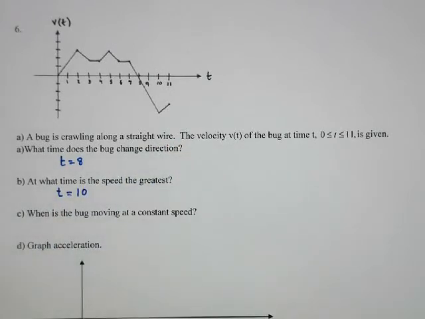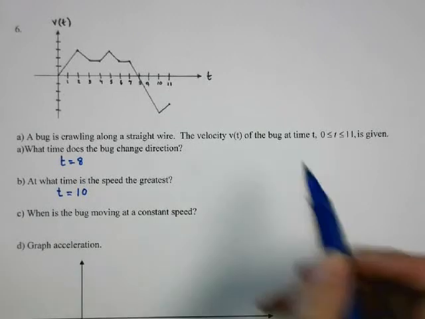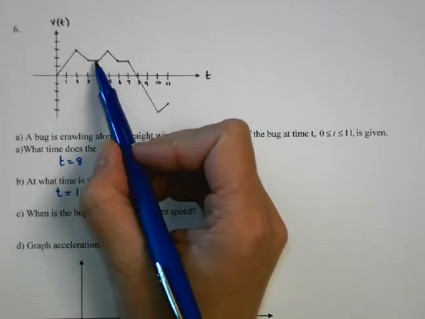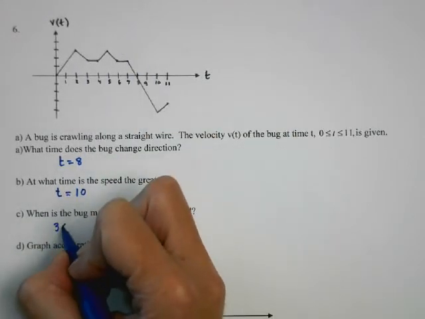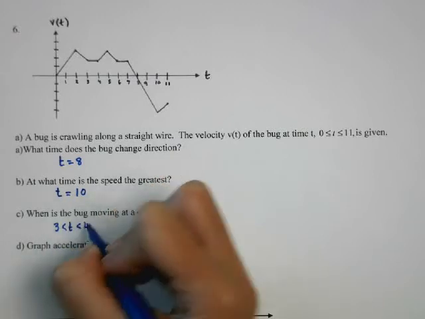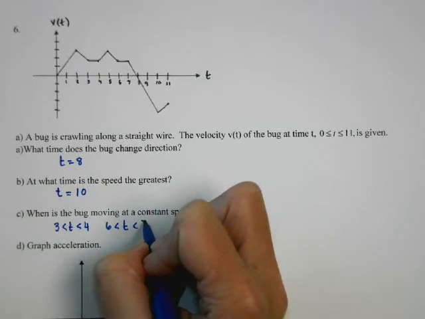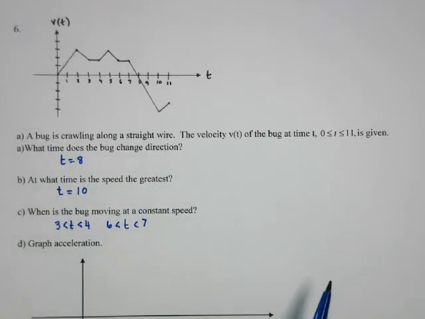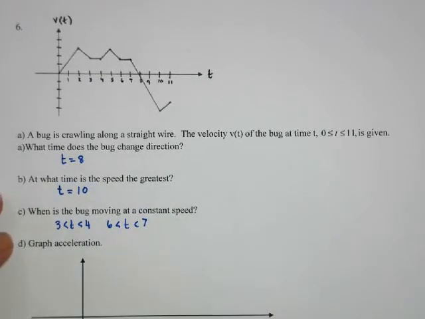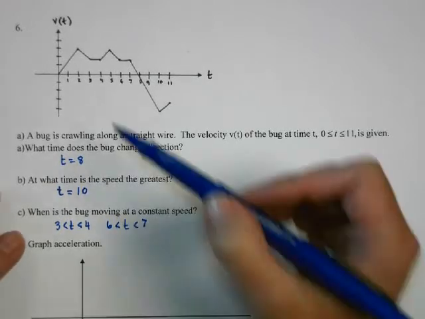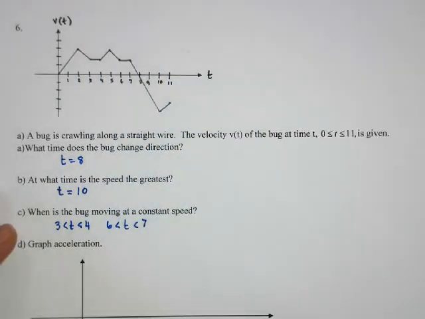And when is the bug moving at a constant speed? Well, that's when the velocity is staying the same. So that's going to be from 3 to 4 and from 6 to 7. Now we're going to graph acceleration, which is going to be the slopes of all of these individual lines.